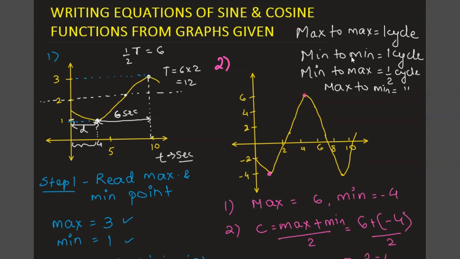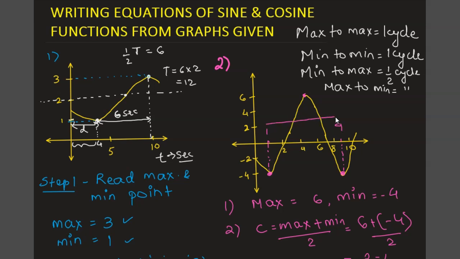Let's check min to min. Do we have a min? Yes. Do we have another min? Yes. So we have 2 mins to check what is the 1 cycle time. And we'll just see that this is at 1 and this is at 9.